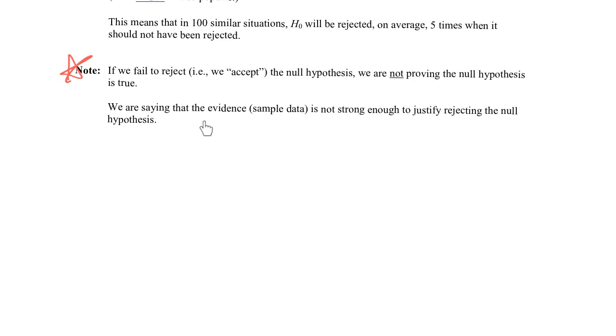Our evidence is the sample data, right? The evidence that we look at is the data from our sample. And we're saying that that evidence is not strong enough to justify rejecting the null hypothesis. So we're not proving it true. And when we do reject the null hypothesis, we're not proving it false. We're not proving anything. We're just saying that the data suggest either accept H naught or reject H naught. And that's about as strong a statement as we can make.